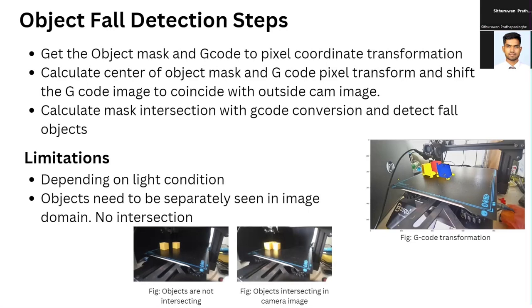There are some limitations in this method. This method depends heavily on the light condition of the environment, especially the bed light condition. The objects need to be separately visible in the image as well. If they are printed very closely, we cannot do this fall detection. So there cannot be intersections between the objects. Next objective, we'll explain.